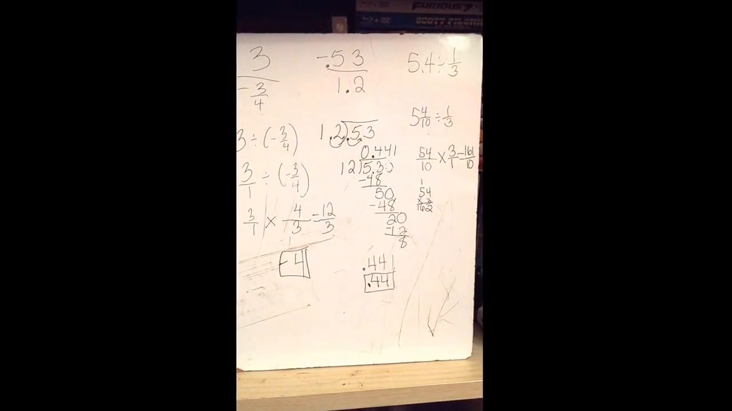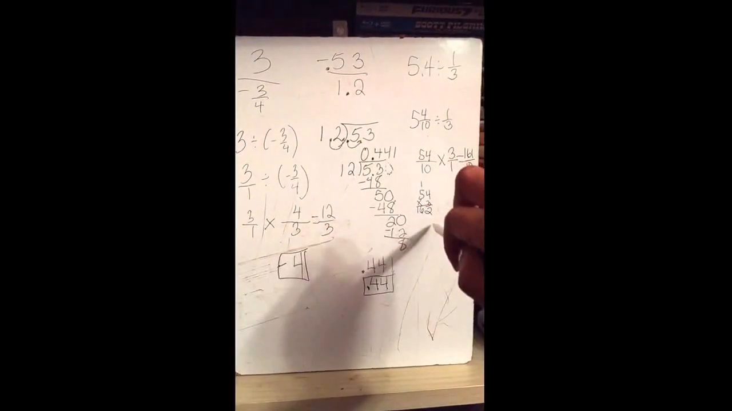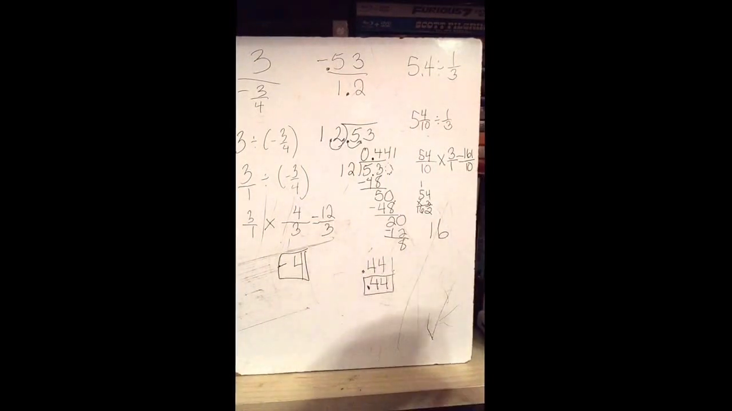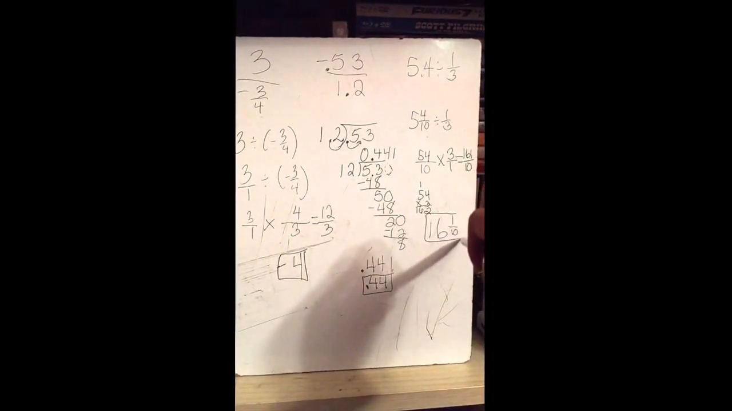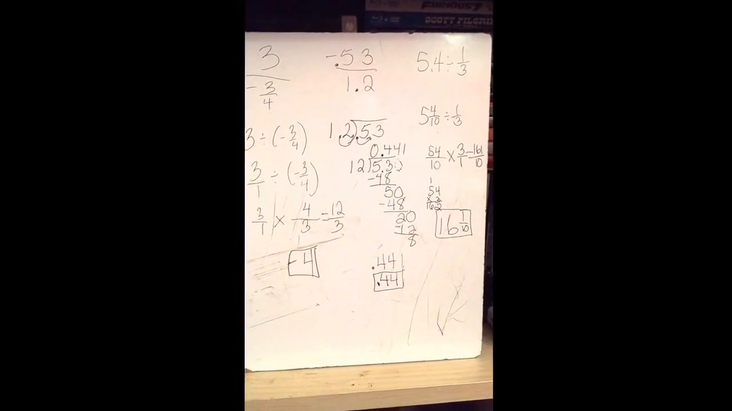And 10 can go into 162 16 times. I can just do that with muscle memory. That's 160, and I'll have 2 left over, 2 over 10. So I have all my answers.